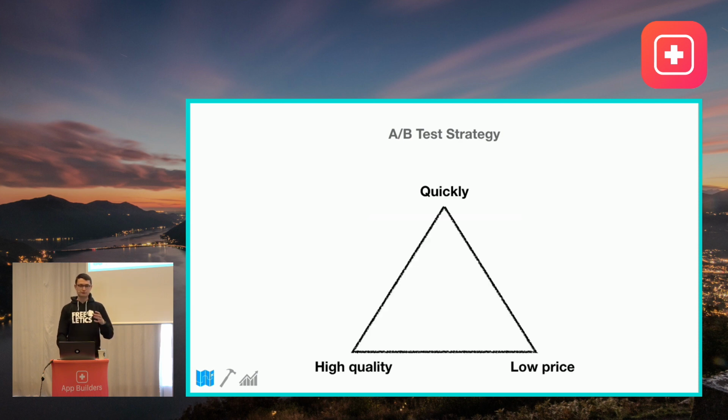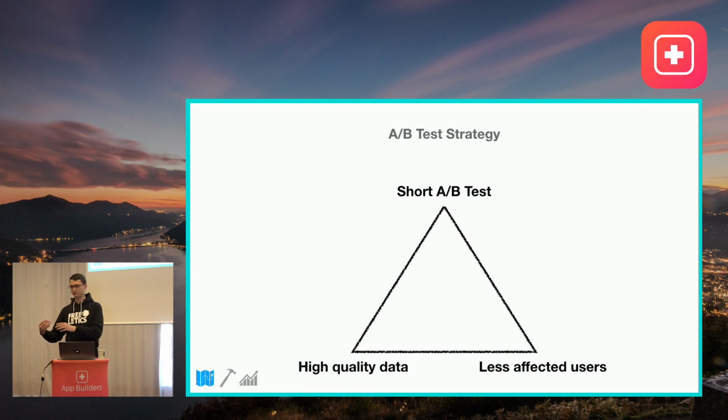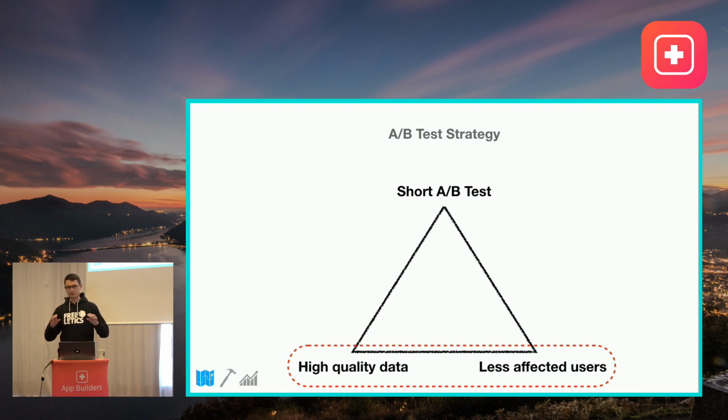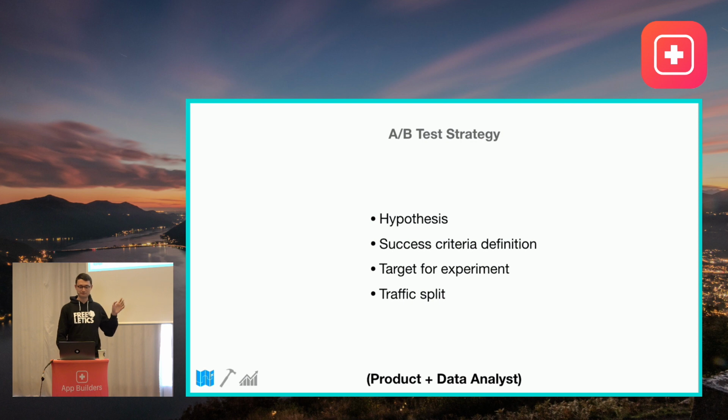But having a smaller audience for your A/B test has its disadvantages. See this well-known triangle where you can choose only 2 good options of 3. It's like quickly or high quality or low price. And if we adapt this triangle to our topic, then we get shortened A/B test, high quality data, or less affected users. Since we have chosen already less affected users, then we don't want to compromise quality of the data. So we choose these 2 options, and we have longer A/B test so that we have to pay. So that was an A/B test strategy.